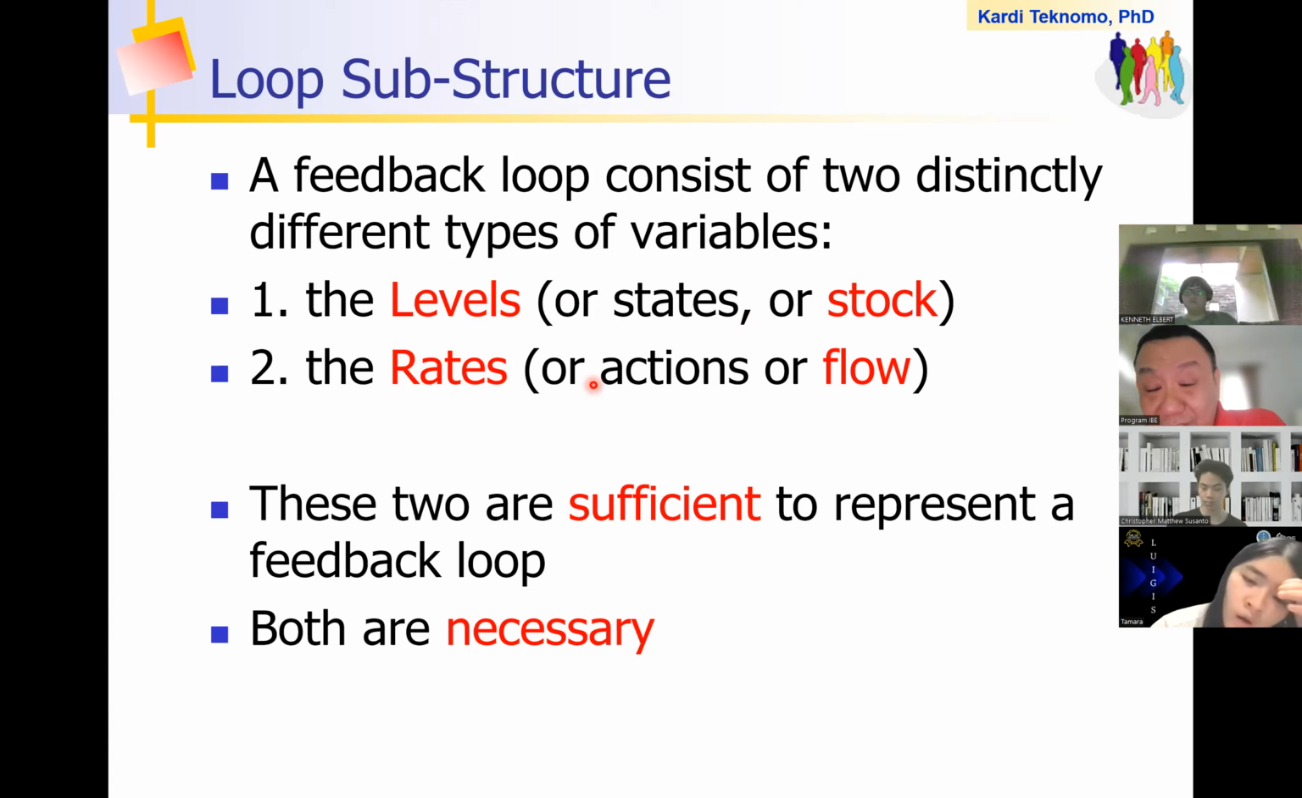And this is the nice thing. These two are sufficient to represent the feedback loop, and both of them are necessary. So you only need to separate into two, level and rate. That's it, enough. You can represent any system in the world using this. Did I say any system? Right, that includes your love, your hope, and your belief system.